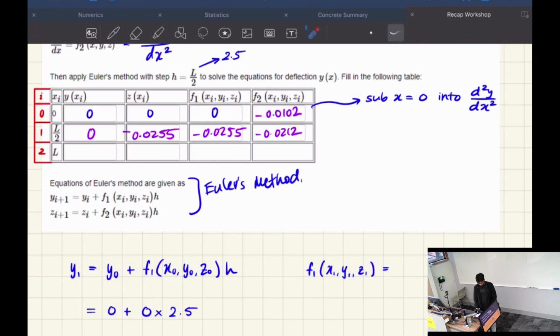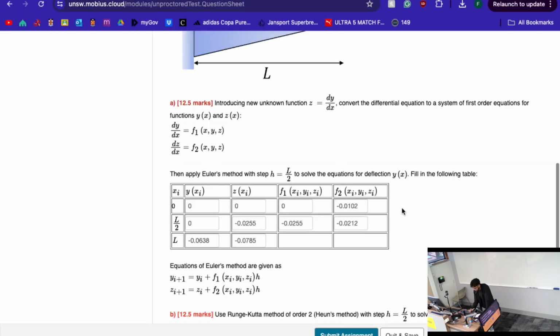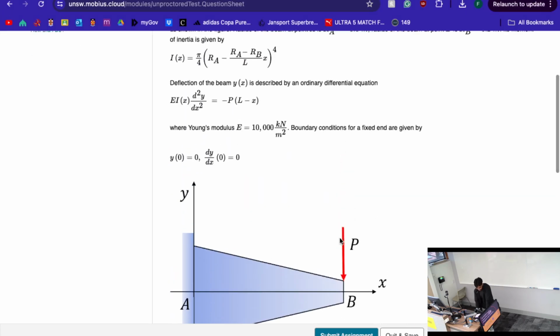Cool. And then our last two things that we need to find out are this value and this value. Okay, we don't need to find these. They didn't ask us to find it. What do you mean they don't ask us to find it? They didn't ask it in the question.